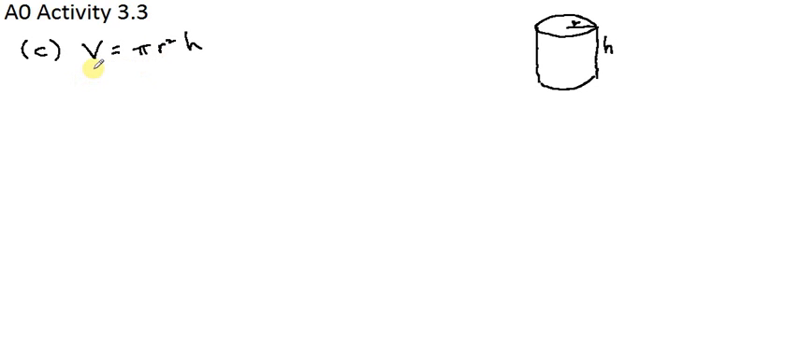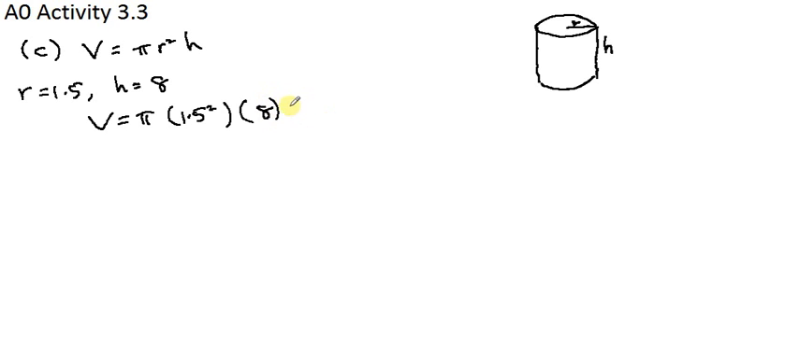In this particular case, we are told, first of all, R is 1.5 and H is 8. R equals 1.5, H equals 8. So I can substitute these values for the variables R and H, and I get V equals pi times R squared, 1.5 squared, times H, which is 8 in this particular example. I now just take my calculator and do the actual calculation.